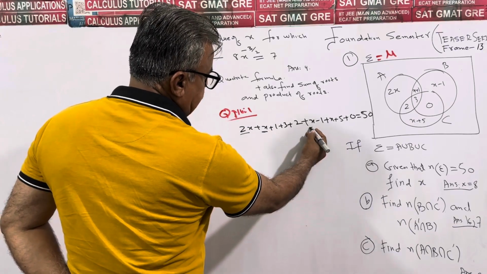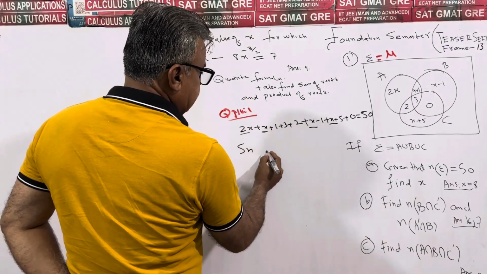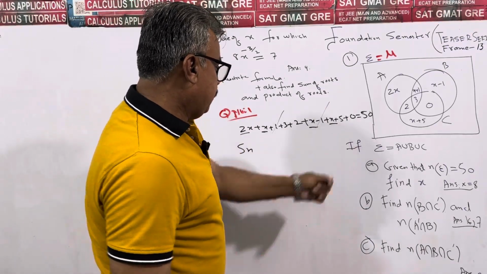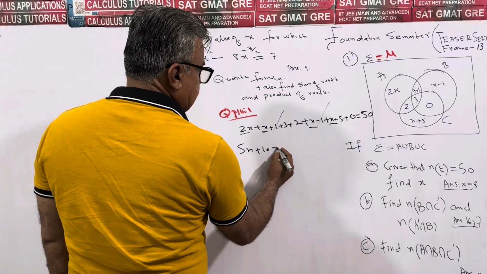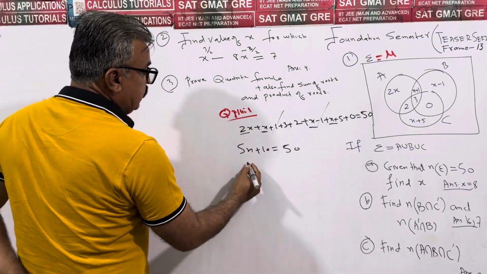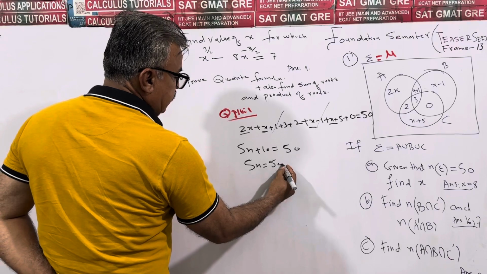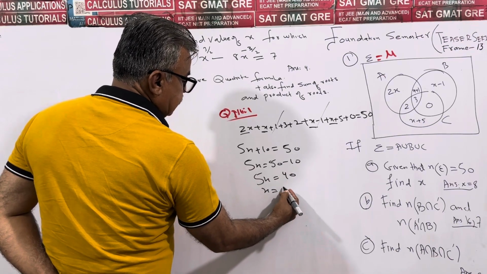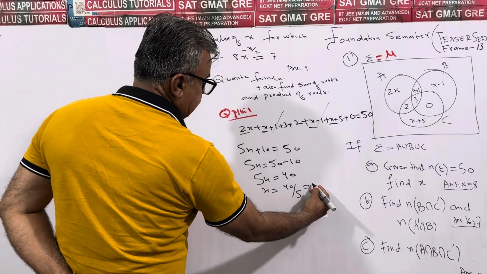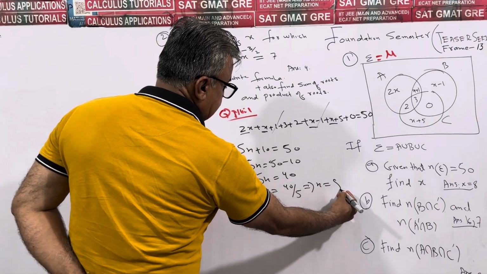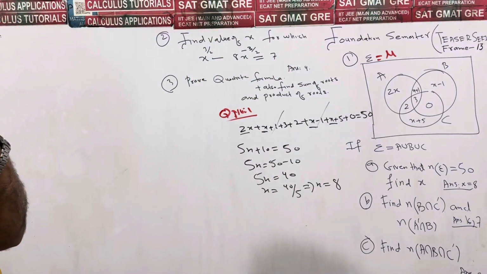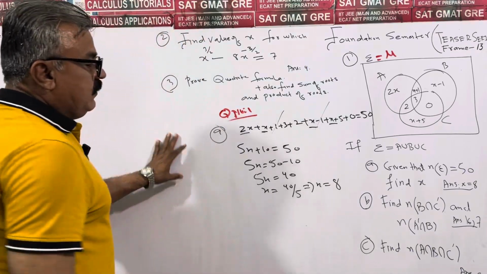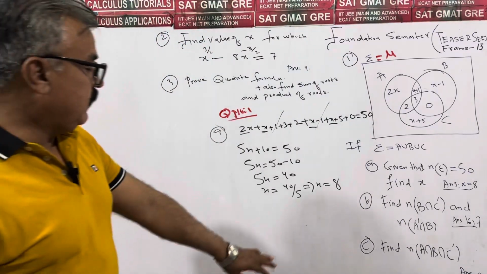2x, x, 3x, 4x will become 5x. Here positive 1 and negative 1 cancel out. 3 plus 2 is 5, and 5, it's our 10, is equal to 50. Move 10 there: 5x is equal to 50 minus 10. So 5x is equal to 40. Our x is 40 divided by 5. x is equal to 8. So we have solved part A. The value of x is 8.